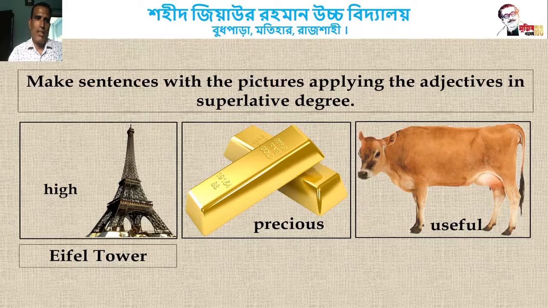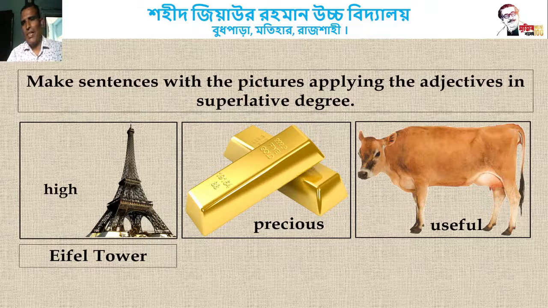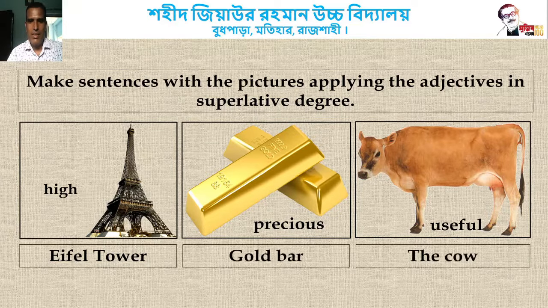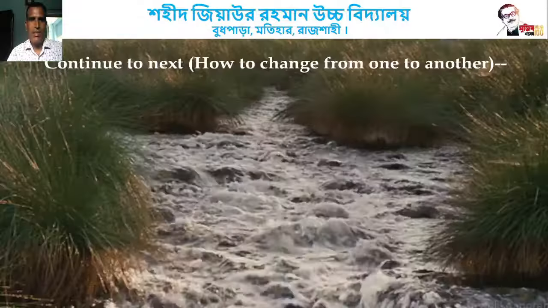Eiffel Tower is the highest building in the world. And the next, gold is the most precious, and the cow is the most useful animal. Okay, my dear student.